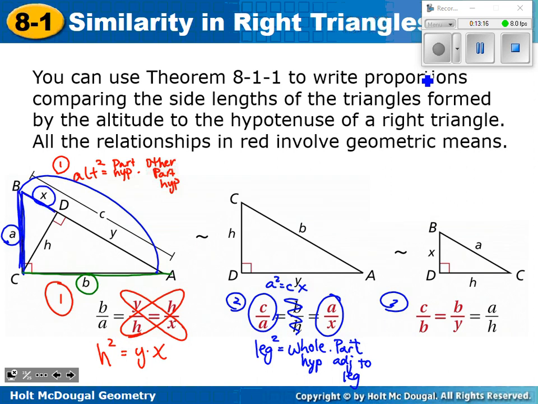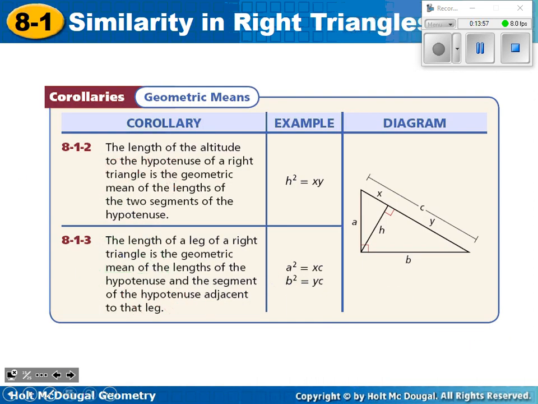Okay, so a squared, the leg, is equal to the whole times the part touching the leg. Y doesn't touch the leg, right? Y is over here. X touches the leg, so it's the part touching the leg and the whole hypotenuse. Or if we look at this one, it's going to be the leg squared, b squared equals c times y. So now we're looking at this leg. B squared equals the part touching b, y, times the whole hypotenuse. Okay, yes, so it doesn't matter which order you multiply, right?